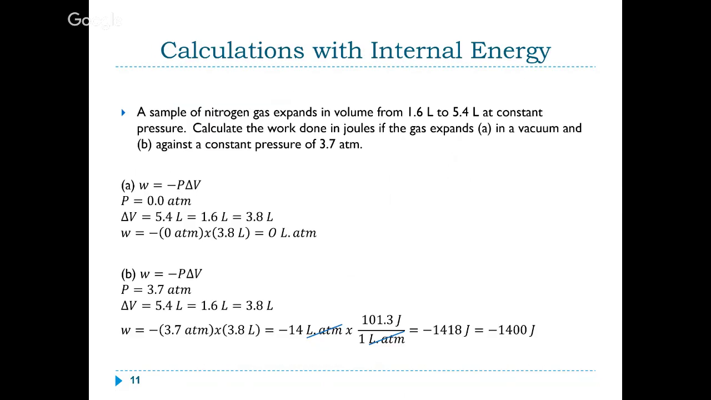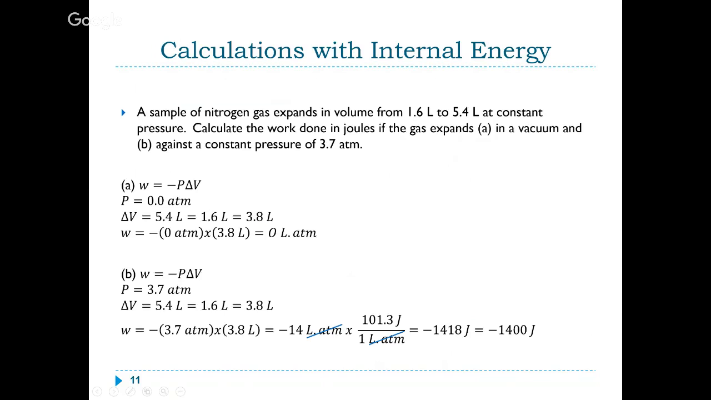Calculations of internal energy. So this is having to do with calculating work, PV work. Nitrogen gas expands at a constant pressure. Calculate the work done if we're in a vacuum or against a constant pressure. So the first thing we see here is it's expanding, which means nitrogen is doing the work, which means we should have a negative value for that amount of energy. How do I know? Because I'm starting at a smaller volume and ending at a larger volume. So my change in volume is positive.